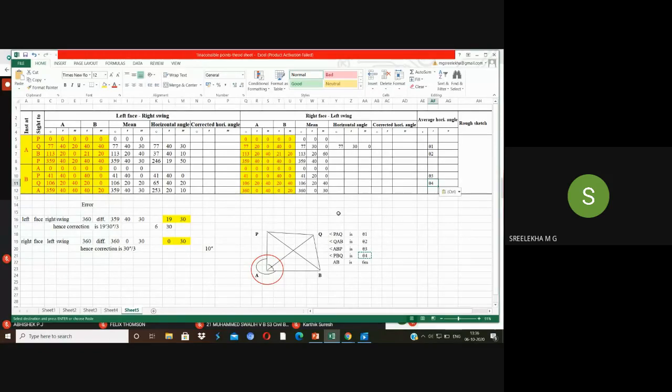Both methods can be used to distribute the error. To eliminate the error, we are using the 2 methods. Or else you can just direct to point A and find the angle, then direct to point Q and find the angle. But if there is some error, that can be distributed by applying the different methods of repetition or reiteration. That's all.